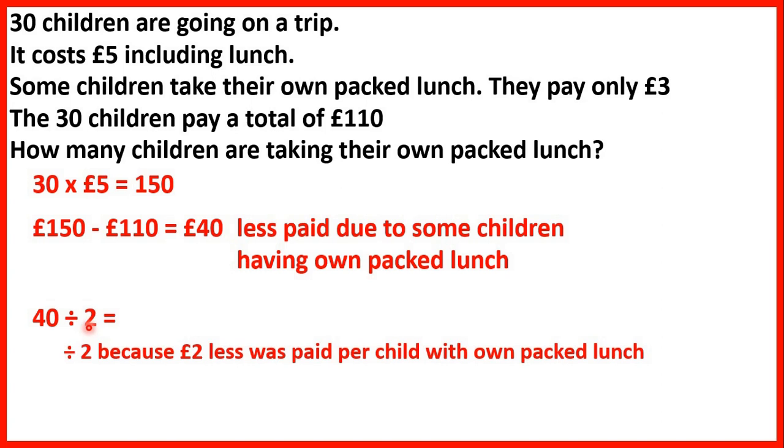And the reason we're dividing by 2 is because £2 less was paid per child with their own packed lunch. So £3 rather than £5 meant that the children who took their own packed lunch saved £2. Now 40 divided by 2 is 20. So that means 20 children each paid £2 less. So 20 children took their own packed lunch.